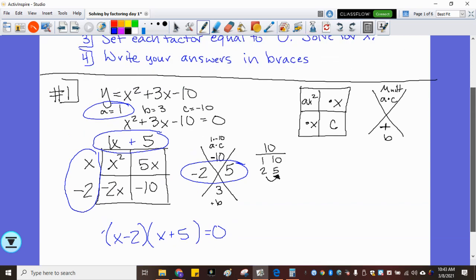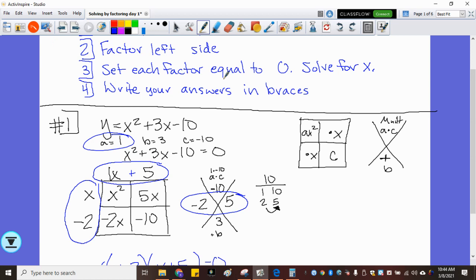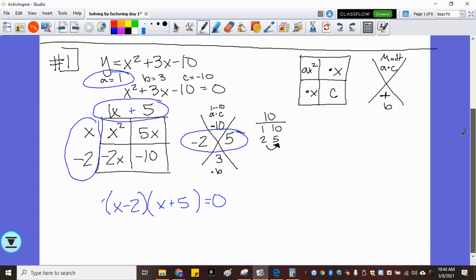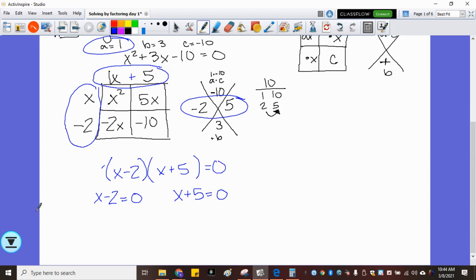All right, so after you factor the left side, set each factor equal to 0. I'm going to set x minus 2 equal to 0. That's one factor. And x plus 5 equal to 0. And then just solve both of them. Add 2 over here: x equals 2. Subtract 5 over here: x equals negative 5.